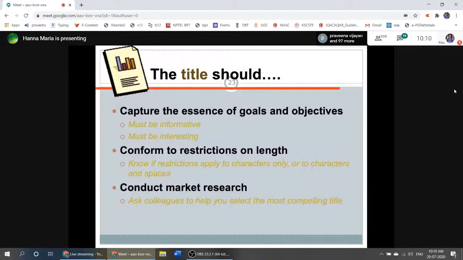See, I mentioned about the title. Title should capture the essence of goals and objectives. Must be informative, must be interesting. Conform to restrictions on length. Please don't make a big title.